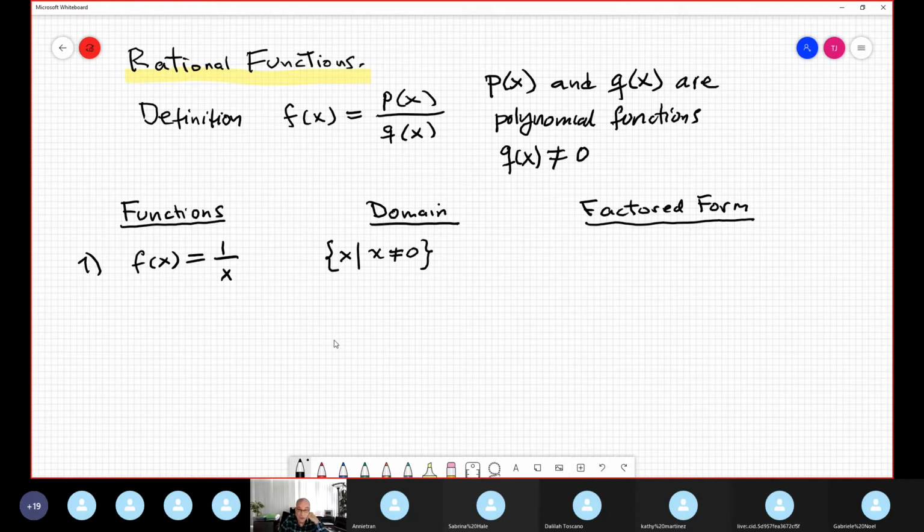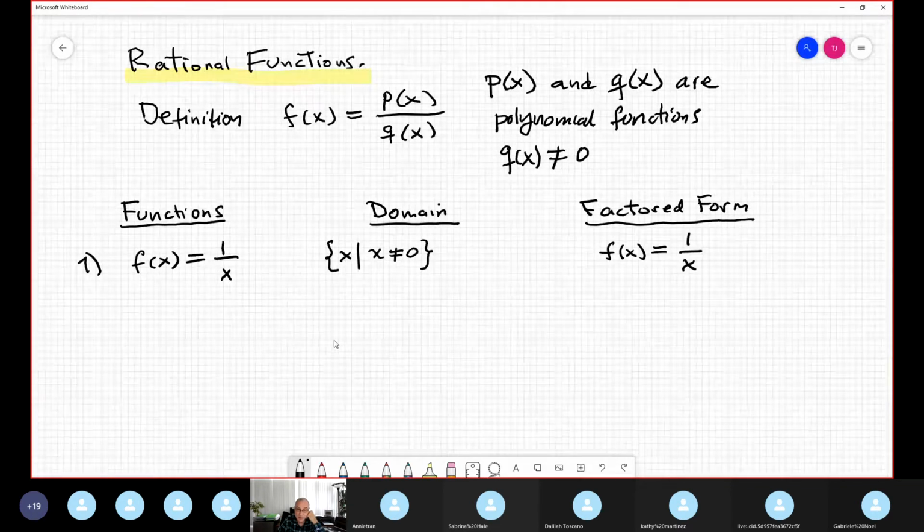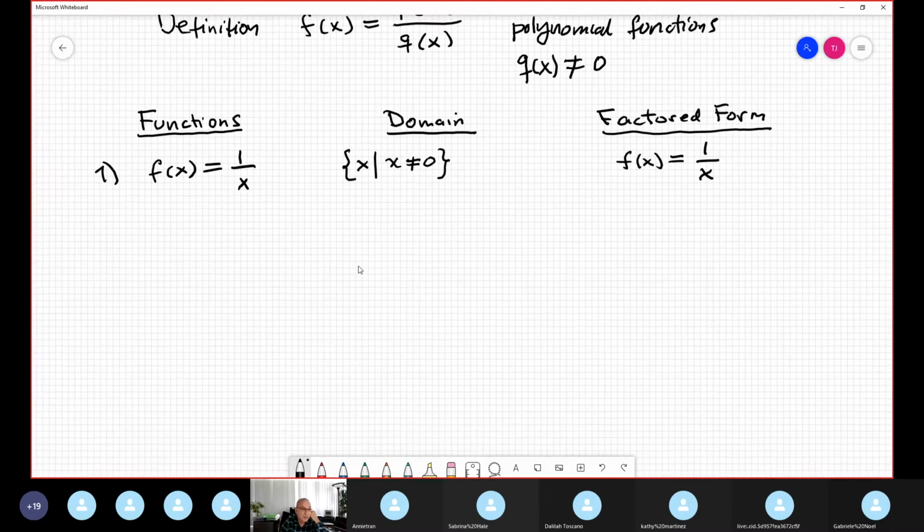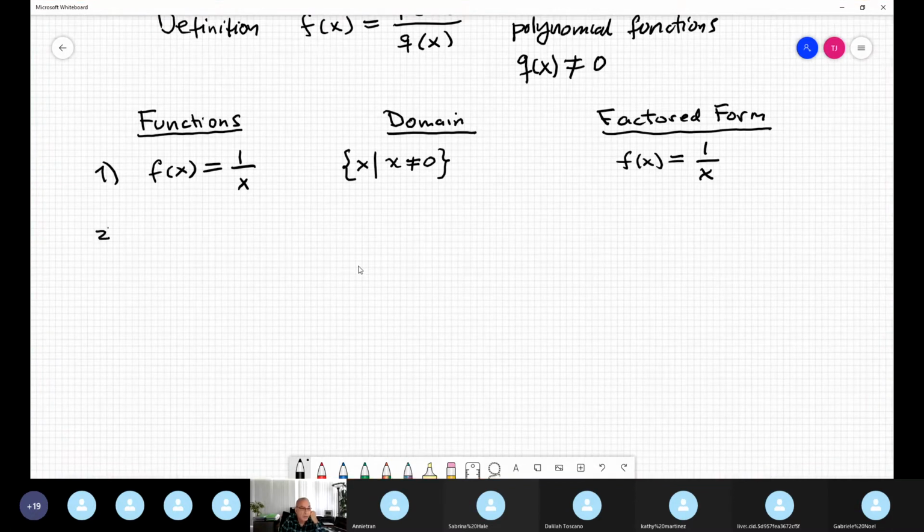And the factor form stays the same. The factor form doesn't change, because on the top we have 1 over x. We cannot factorize. This is a straightforward example. Very, very easy example. Everyone follow me? Sure? Number 2.